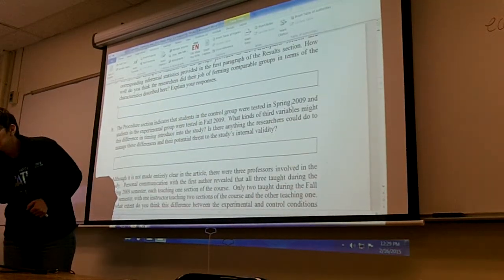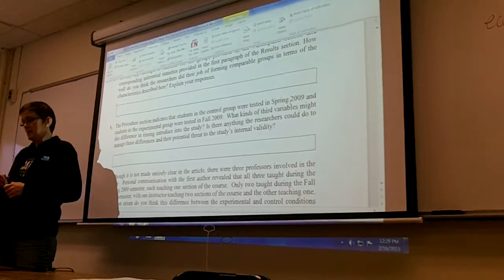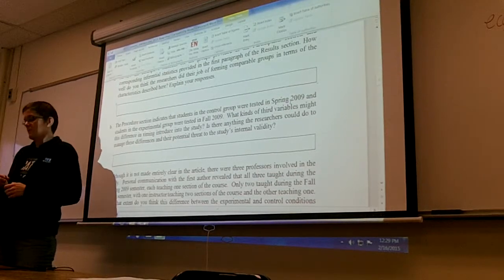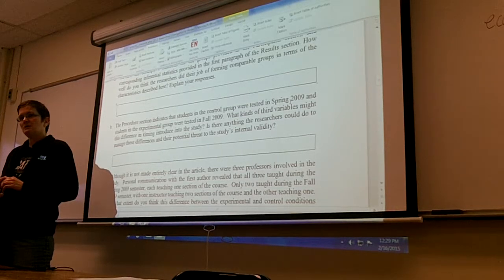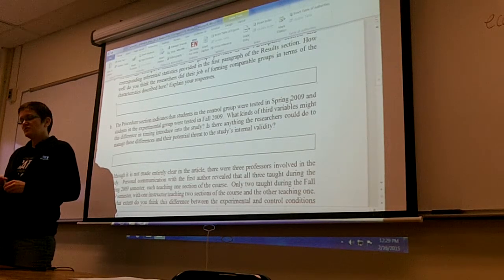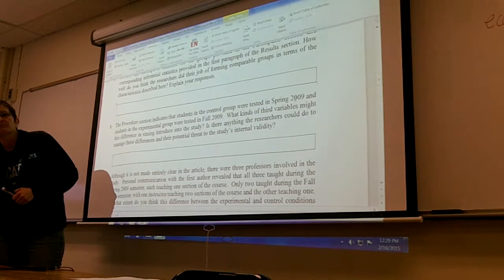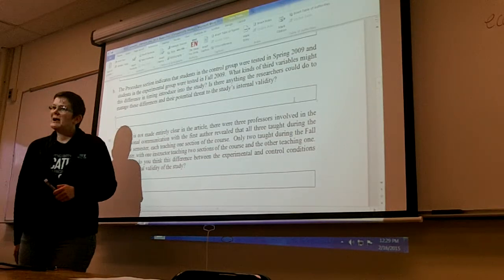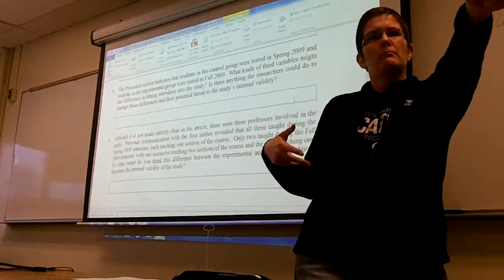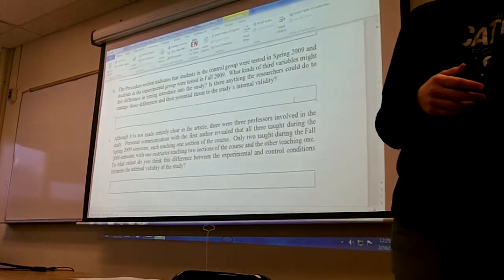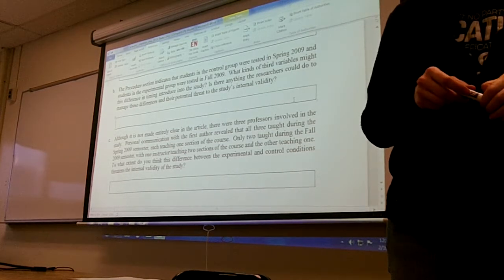So in the procedures section, it indicates that the students in the control group were tested in spring, while students in the experimental group were tested in the fall. What kinds of third variables might this difference in timing introduce to the study? Is there anything the researchers could do to manage these differences and their potential threat to the study's internal validity? So how are people who take a class in the spring different than people who take a class in the fall?